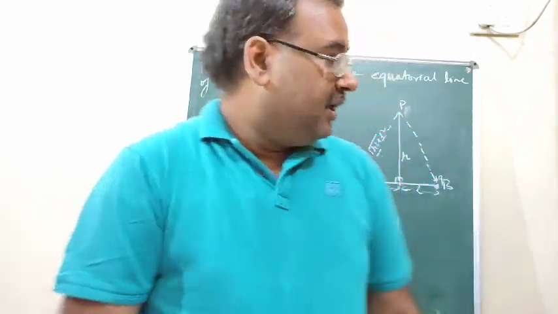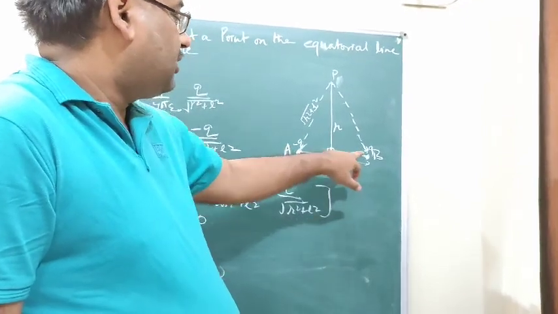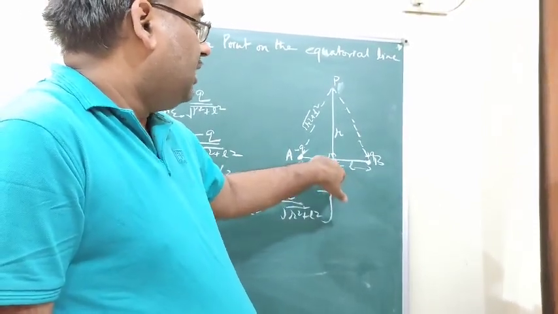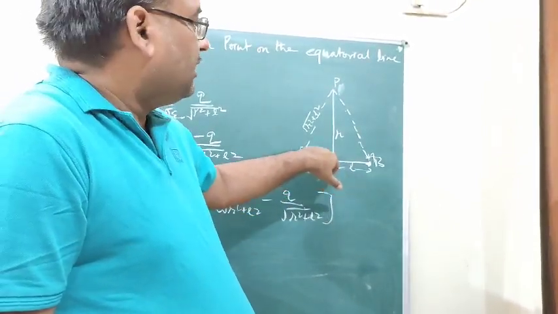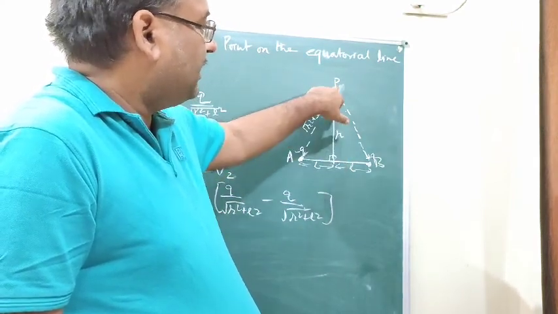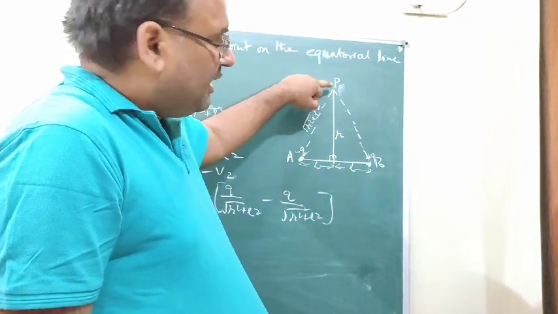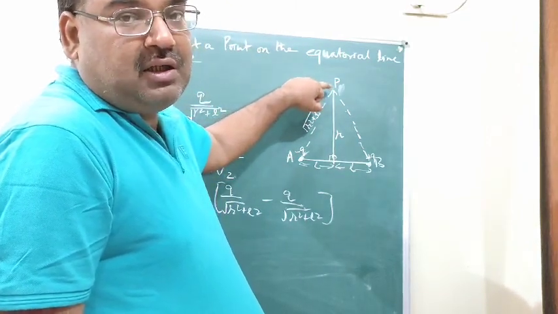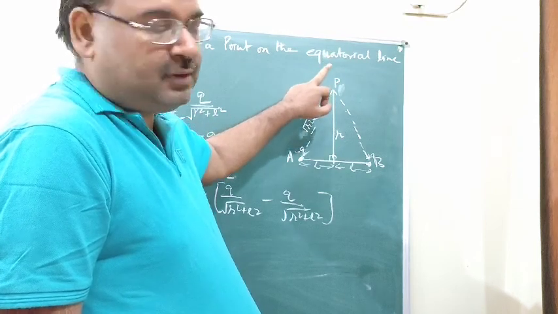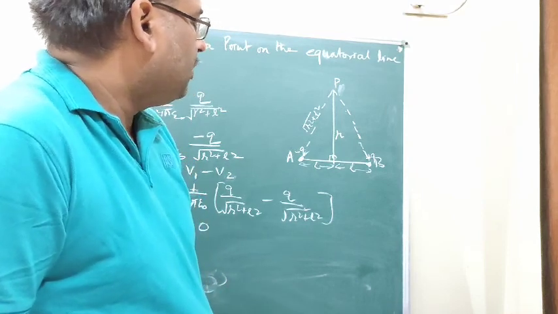So here I have drawn a diagram, A and B. There are charges minus q and plus q that are separated by 2l distance, and O is the midpoint. This is the perpendicular bisector at which, at the distance r, I have taken a point P. So P is the point at the distance r. At this point I have to find out the electric potential. So we join this point P to the points A and B.